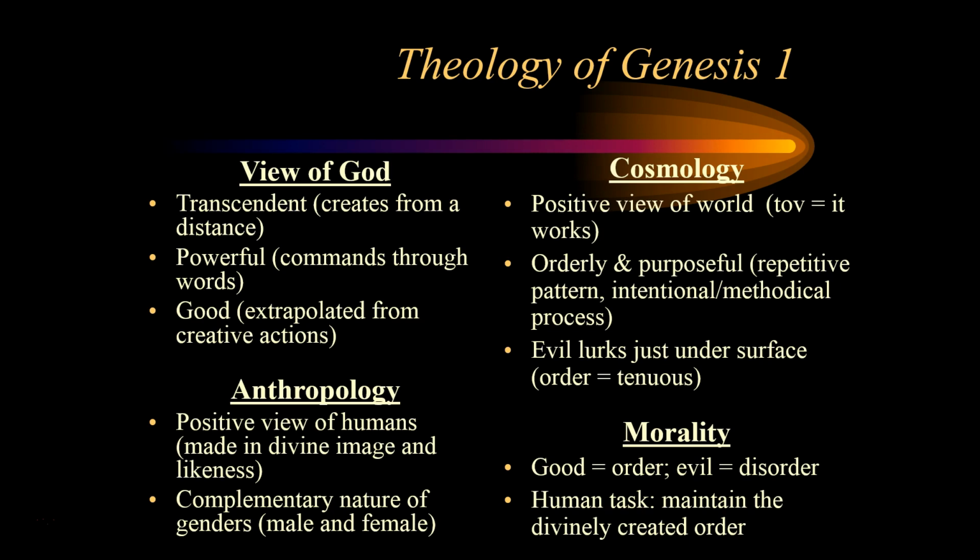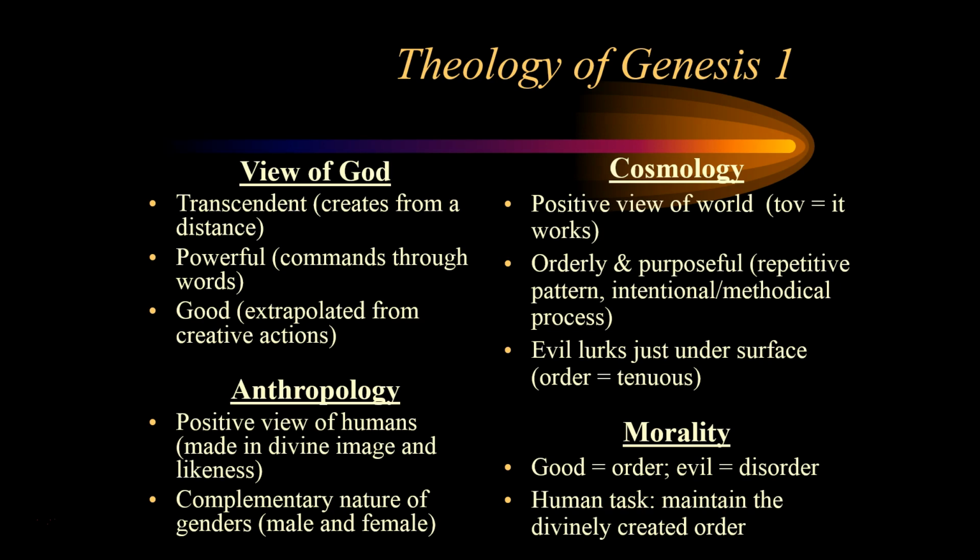So this tells us that we believe in a God who's transcendent. You notice he sort of creates from a distance. He's powerful. He commands just through words. And he's good because we can see by his actions that he's creating this order, this tov in and of itself. He must be an orderly God too, then, if he creates that way. And the view of the world is very positive. It works. It's sufficient. Not only that, it's orderly. It's purposeful. Because there's this repetitive pattern that tells us that, and the intentional, methodical process God uses. But evil does lurk just underneath the surface, so that order is somewhat tenuous.